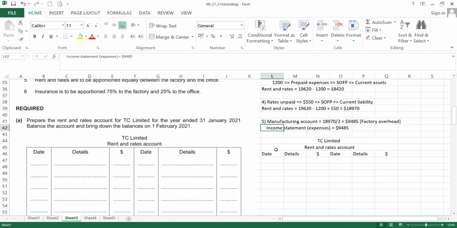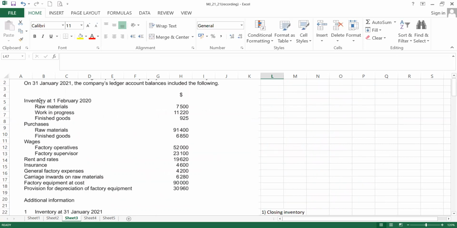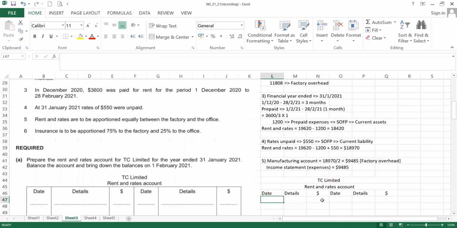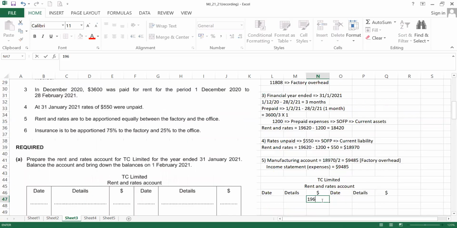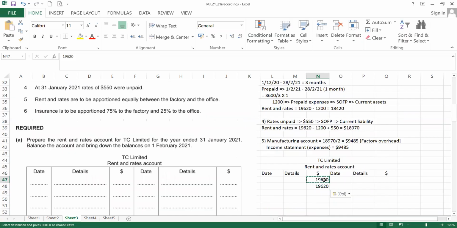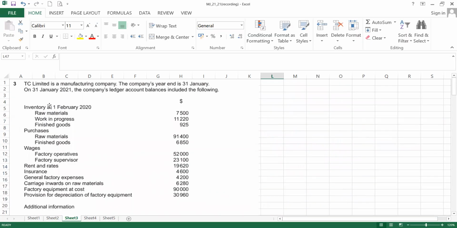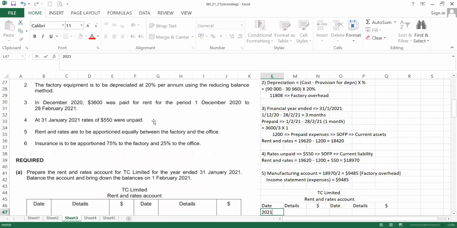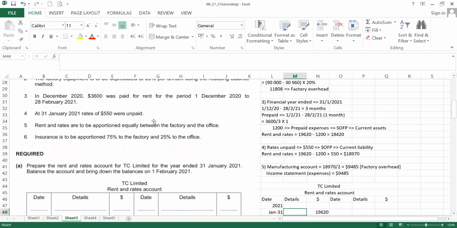Okay, now next, they asked to prepare rent and rate. So in this case, we see what is the opening first. Here they don't have the opening, they straight gave us the total amount paid, which is 19,620. Okay, what is the financial year? Let's move down a bit. The financial year end is 2021, January 31st. So this is the balance breakdown, which is the total amount paid. So this is a balance.